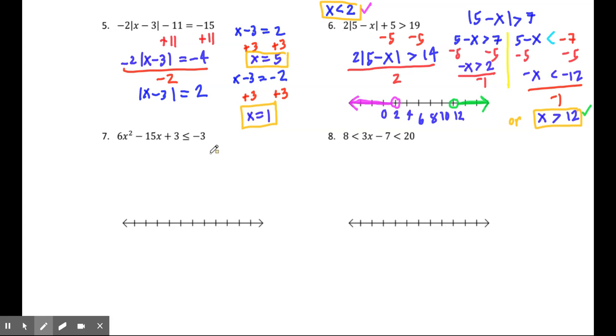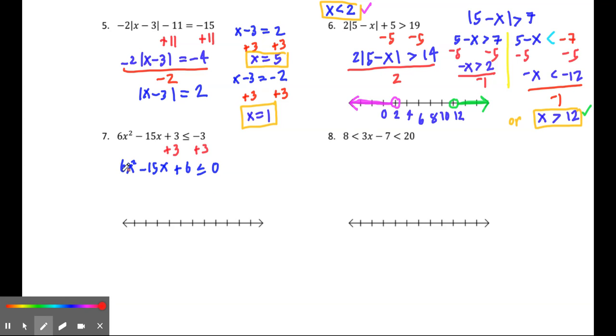Okay, let's do this one, which is a quadratic inequality. So for that one, you need to set it equal to 0. So let me add 3 to both sides. And then you get 6x squared minus 15x plus 6 is less than or equal to 0.